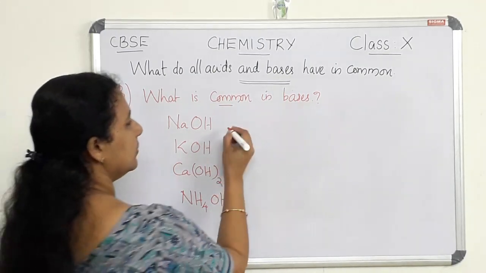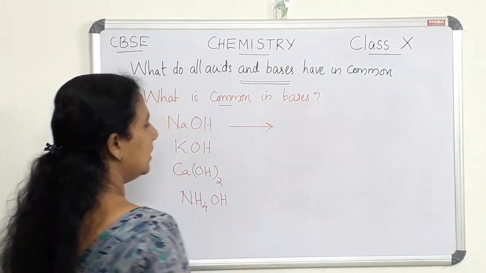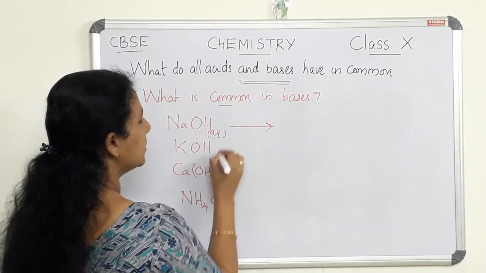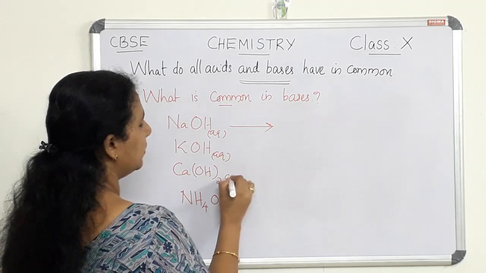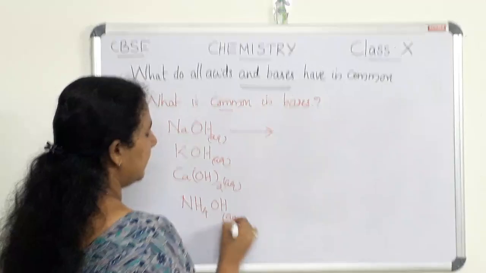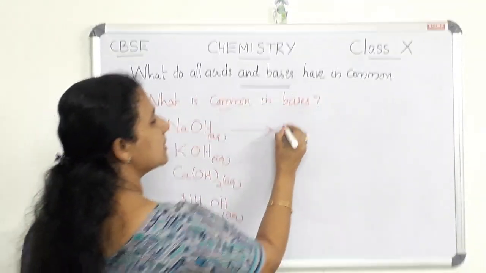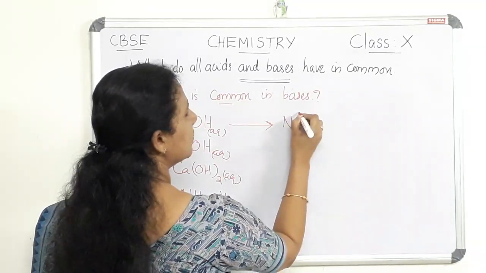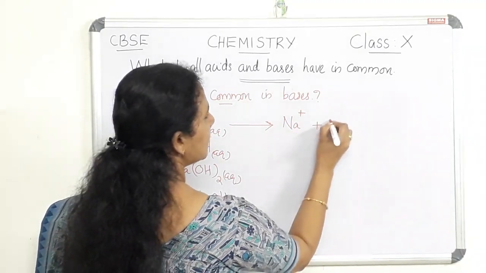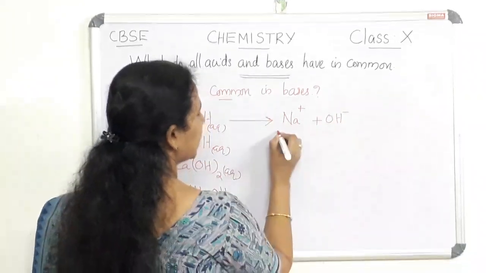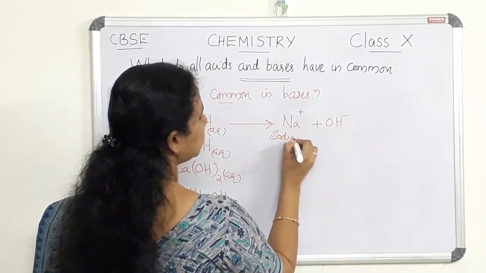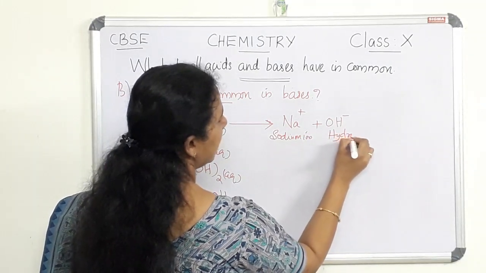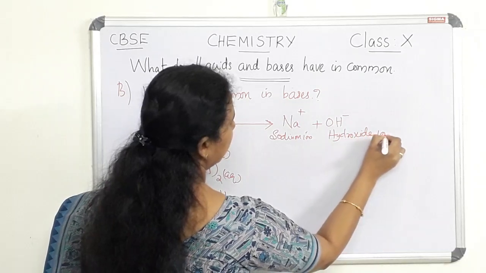So in this case also we can write the dissociation. When an aqueous solution of these bases, aqueous solution means the solution in water, dissociates, it produces the corresponding ions. So we can write sodium hydroxide dissociates to produce Na+ and OH-. So this is the sodium ion and this is called a hydroxide ion.